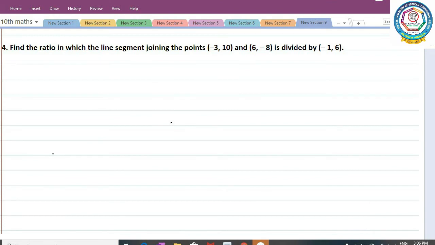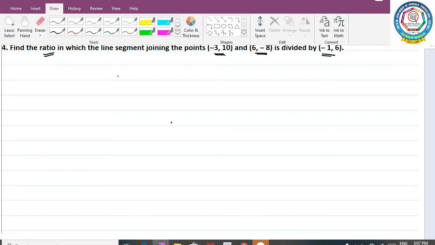Sum number 4. Find the ratio in which the line segment joining the points minus 3 comma 10 and 6 comma minus 8 is divided by minus 1 comma 6. Here the line segment coordinates are given. The point that divides the line segment is also given. We have to find out what is the ratio of this line segment. Here this is the line segment.